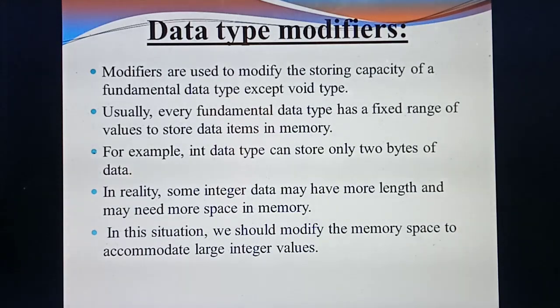So we are using modifiers. Understand what's the use of modifiers? They are normally used to modify the storage capacity of the data types. Each and every data type has some fixed range of values, as you have already studied. But in some situations, if you need to store values beyond the fixed range, you need to extend or modify the memory space. At that time you should use which one? Modifiers.